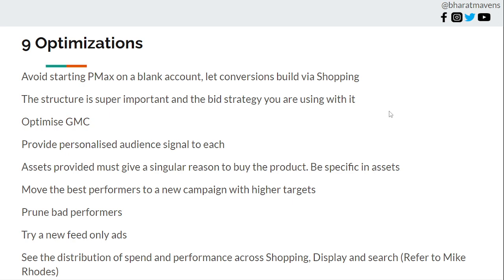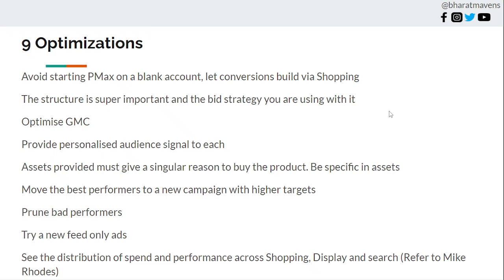Number 9 and the last one: see the distribution of spend and performance across shopping, display and search. Here, what I am talking about is Mike Rhodes. Mike Rhodes is a guy on LinkedIn, a phenomenal guy in terms of Google Ads and scripting. Just search for Mike Rhodes scripts on LinkedIn or even on Google, and you will find it. He has created a report where you can see the distribution of spend in the Performance Max campaign. Google does not give direct data of what spend is being allocated to shopping and what spend is being allocated to search.